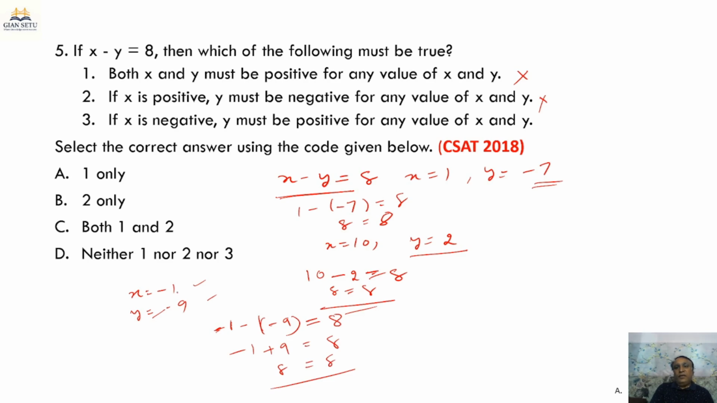So even when y is negative, this equation is satisfied. So this statement is also not necessarily true. So answer is D here, neither 1 nor 2 nor 3.